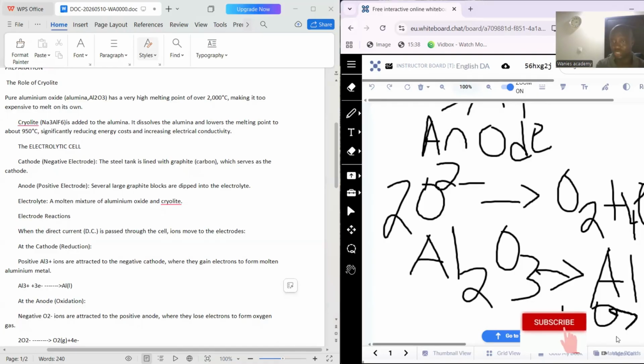Now, this equation is not balanced, so let's try balancing it. Add a 2 here. Aluminium is now 4 on the left-hand side, so we add a 4 here. Aluminium is also 4 on the right-hand side. Then the oxygen is 6 on the left-hand side, 2 times 3 is 6, so we add a 3 here to balance out the oxygen atoms. So the equation is correctly balanced.